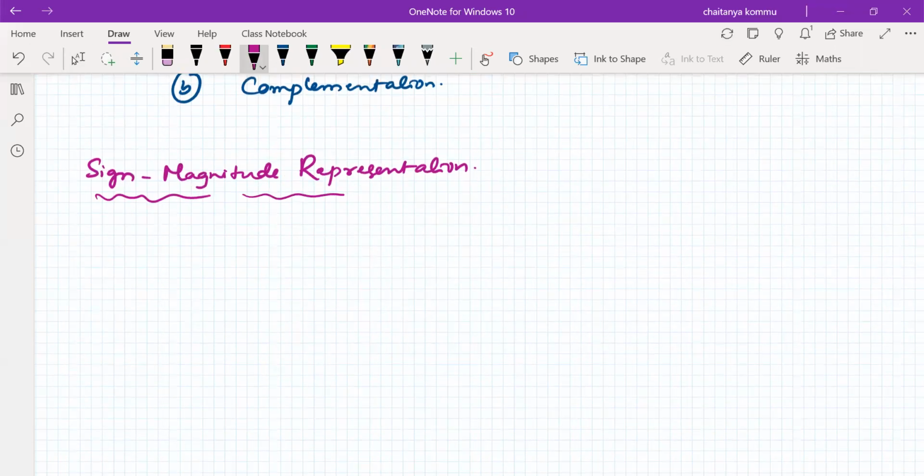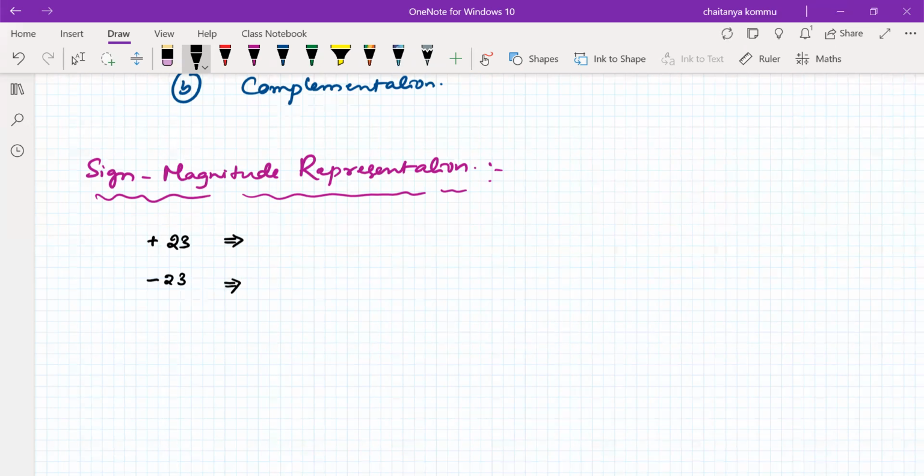So in this particular approach, we have to represent, for example, plus 23. That means it's a positive number. The plus symbol stands for a positive number. Minus 23 is a negative number. Whenever you do something like this, we have to represent it in the binary number system. In that binary number system, the MSB position will decide whether it is a positive number or a negative number.